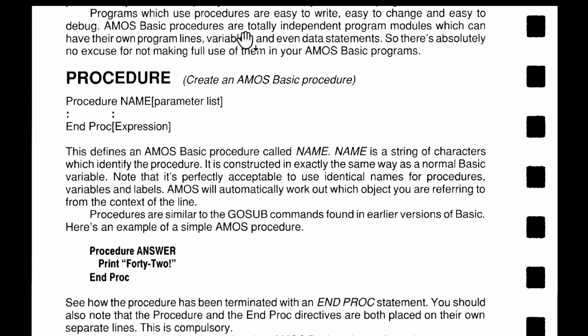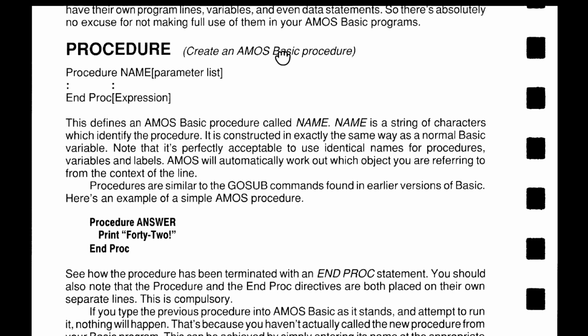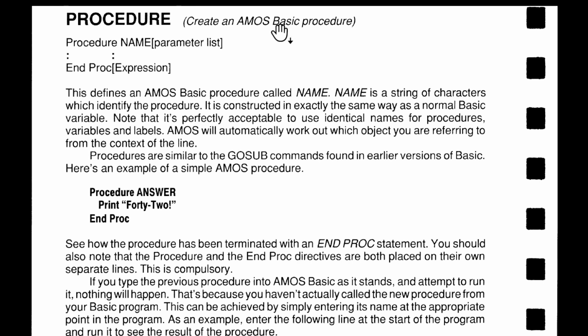AMOS BASIC procedures are totally independent program modules which can have their own program lines, variables, and even data statements. So there's absolutely no excuse for not making full use of them in your AMOS BASIC programs. Procedure: create an AMOS BASIC procedure. Procedure name, parameter list, End Proc, expression. This defines an AMOS BASIC procedure called name.